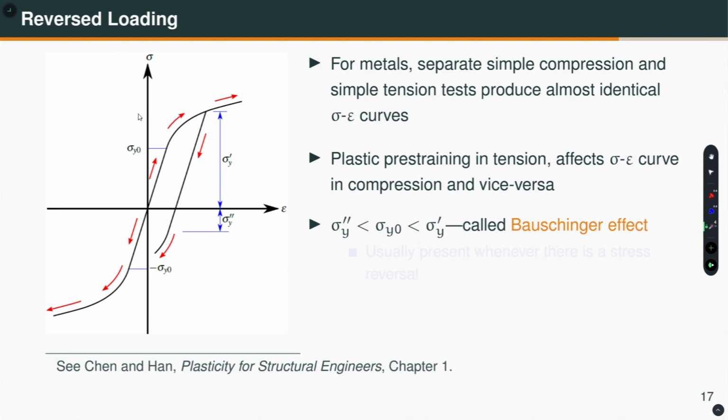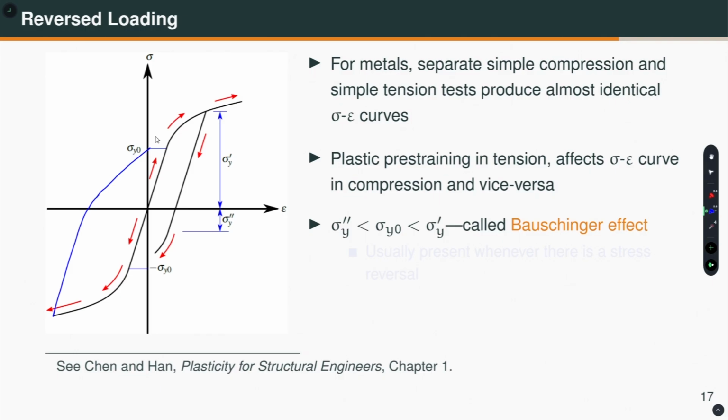And this is called the Bauschinger effect. So, now let us say here you are in compression, you unload and then you decide to load in tension. So, then what happens? Let me draw it. You go like that, and then it starts to yield. It starts to yield like that.